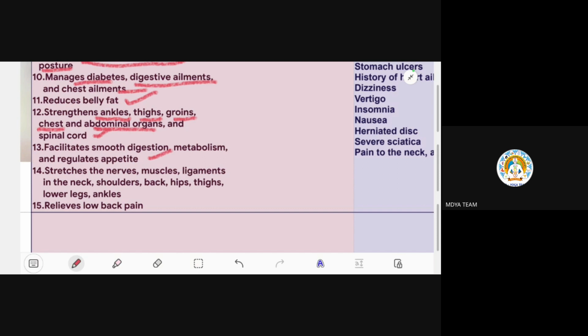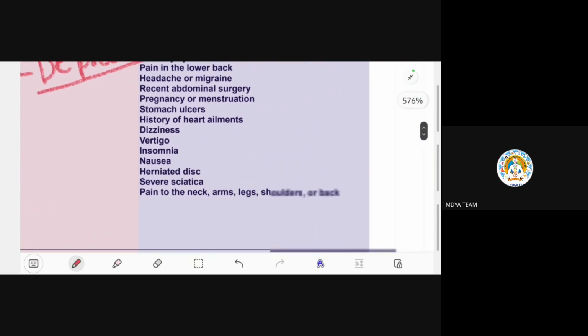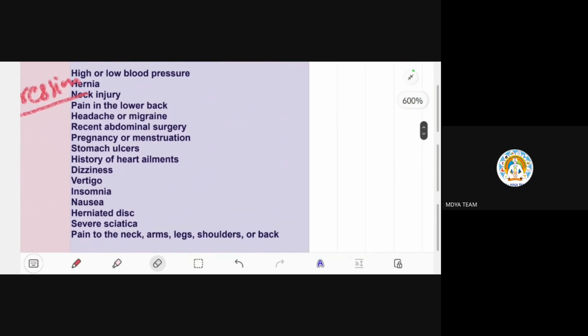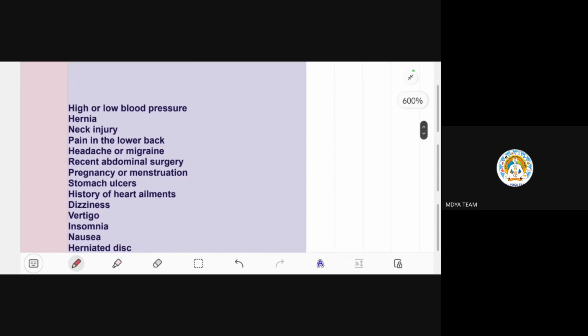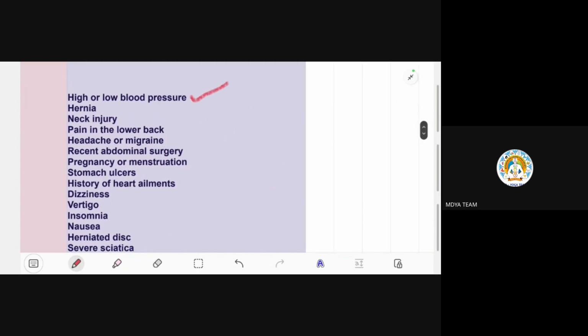Okay. It stretches the nerves, muscles, ligaments, neck, shoulders, back, hips, thighs, lower legs, and ankles. It relieves back pain, lower back pain. Well, one with high or low blood pressure should not practice it, because it won't be able to adjust or regulate it. The one who is already feeling low blood pressure would feel like, oh my God, where am I, I was not able to breathe properly. Or the person would just lie down on the floor, if suffering from low blood pressure very often.